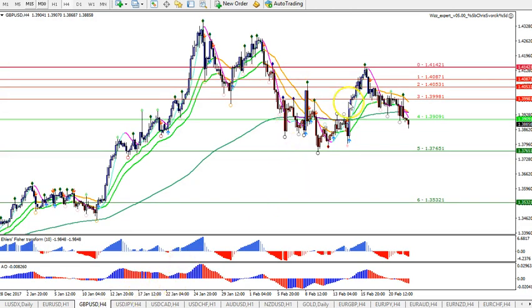Pound dollar, uptrend is out of the question. I used the Wiz tool already here from this particular top, and price is breaking below the 4th level. So there's a good chance of a continuation to the downside.